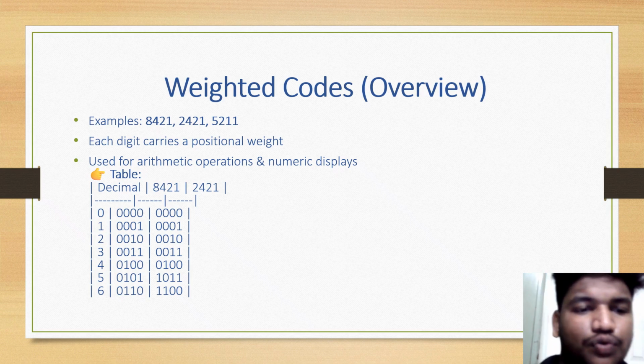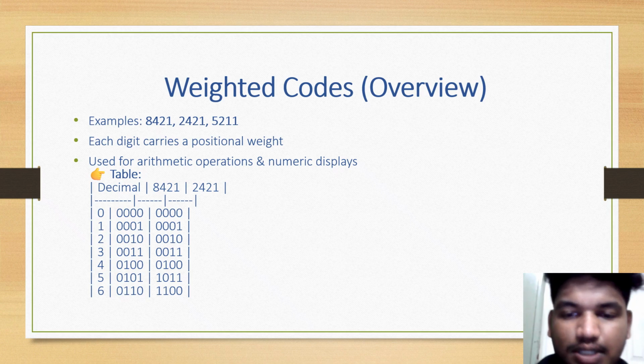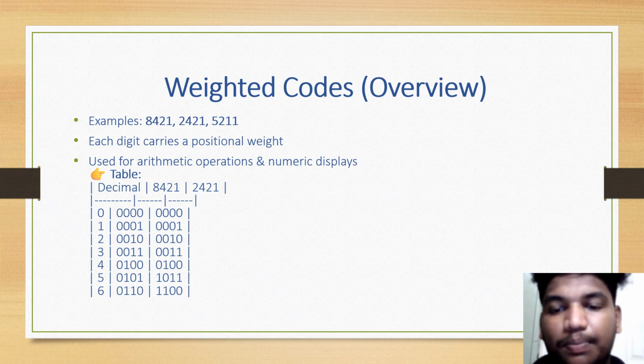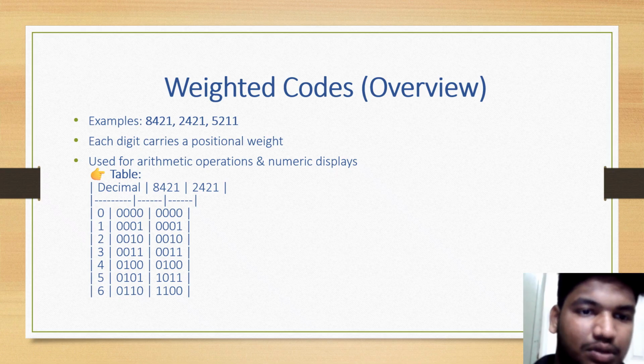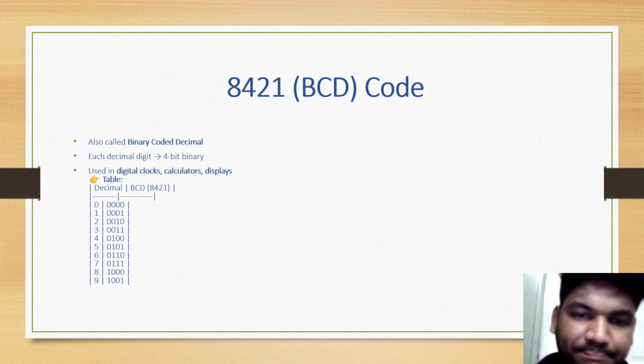Now we will see the 2421 code. Same as the 8421 code, it has specific weightage. If we want 1, we increase the weightage in 1. If we want to increase the weightage in 2, like that in every number we increase it. Up to which number is the 2421 code valid? Up to 9, the 2421 code is valid.